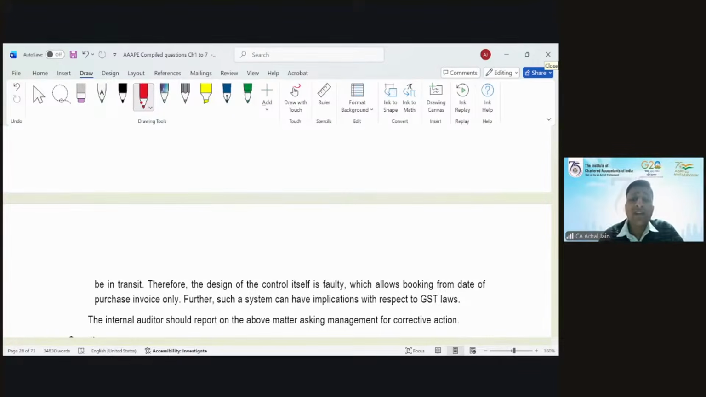Therefore, the design of the control itself in the given scenario is clearly faulty, which allows booking from the date of purchase invoice only. Further, such a system can have implications from a regulatory perspective as well, for example GST laws, which may create problems for the company as far as compliance with relevant laws and regulations is concerned. So the internal auditor should report on the above matter, asking the management for corrective action. Correct. So this is what the internal auditor should be doing.